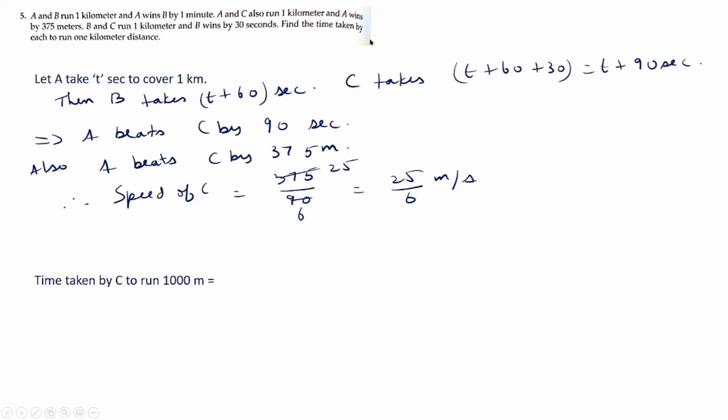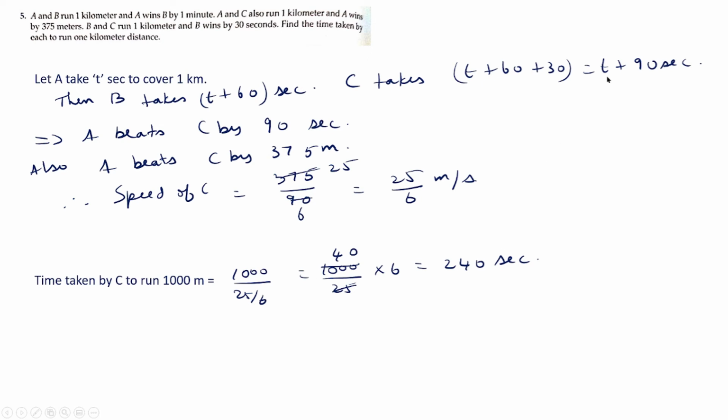We are asked to find the time taken by each to run 1 kilometer distance. We got the speed of C. So to find time taken by C to run 1000 meters, we can find it as distance by speed. Distance is 1000 meters and speed is 25 by 6. So it is 1000 by 25 into 6. 25 fours are 100, so this is 40. This is equal to 240 seconds.